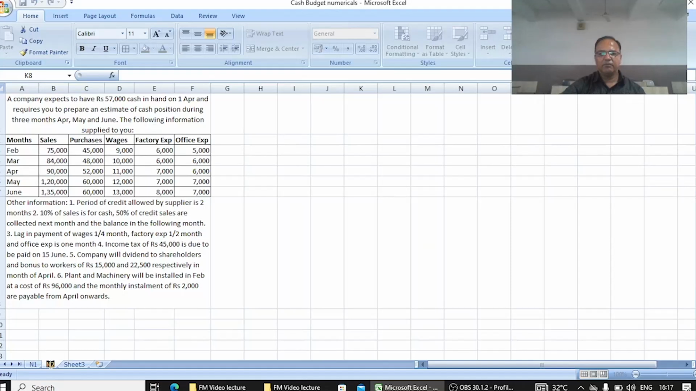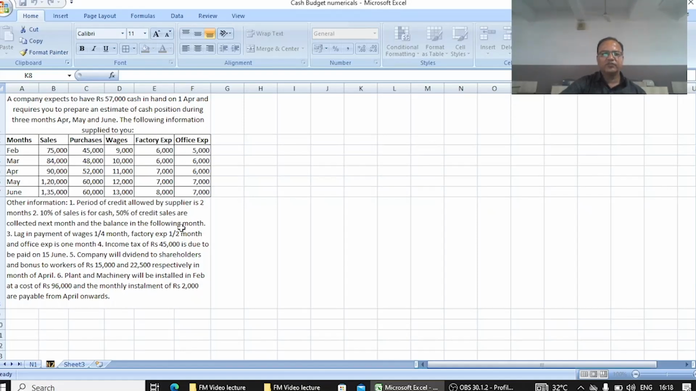Now let's come on another problem. A company expects to have rupees 57,000 cash in hand on 1 April and requires you to prepare an estimate of cash position during 3 months: April, May, and June. The following information is supplied to you. This is the information. Now, other information: period of credit allowed by supplier is two months.